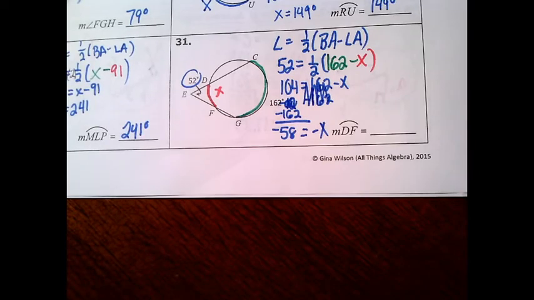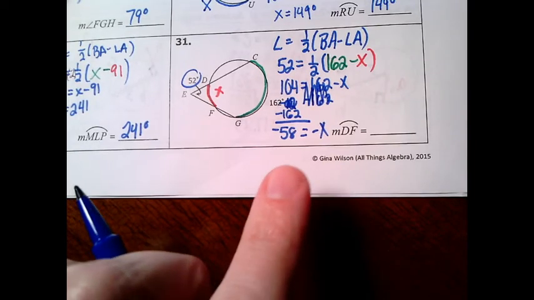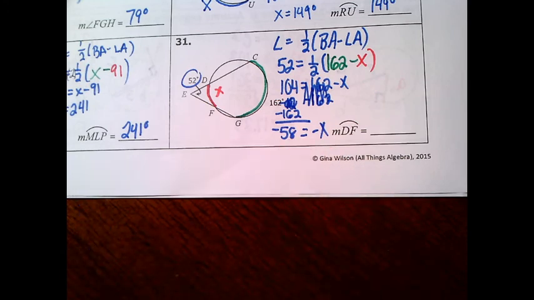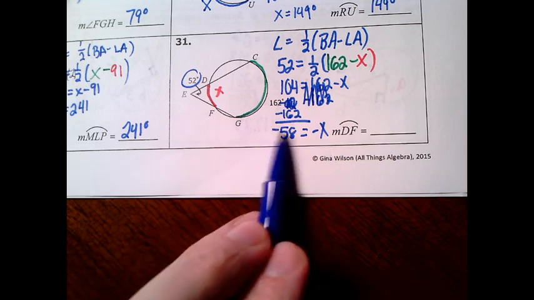Well, you can't have a negative variable answer, so technically you divide both sides by -1 or multiply both sides by -1 because a negative times a negative is a positive. But you can just say make everything the opposite. So when I make everything the opposite, x is 58 degrees.